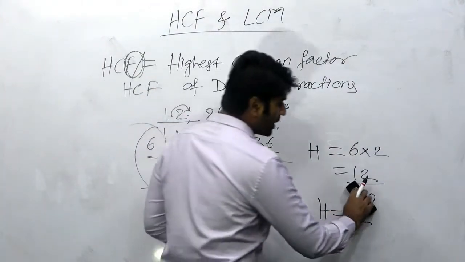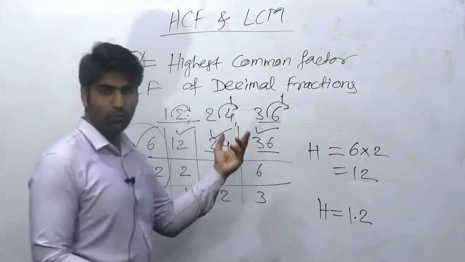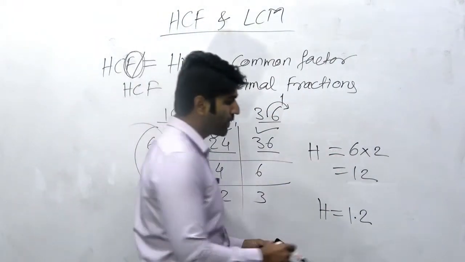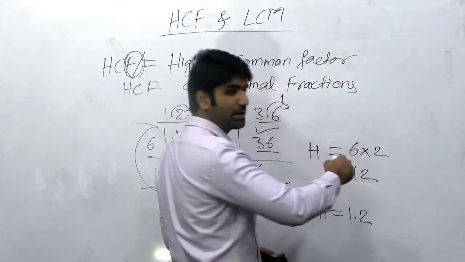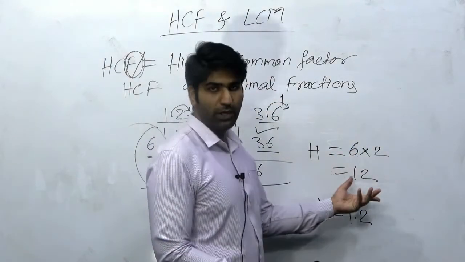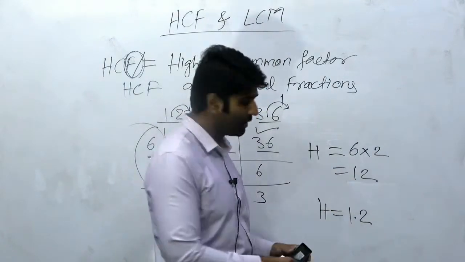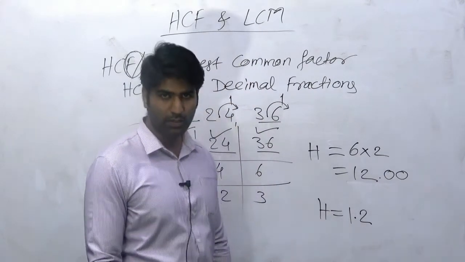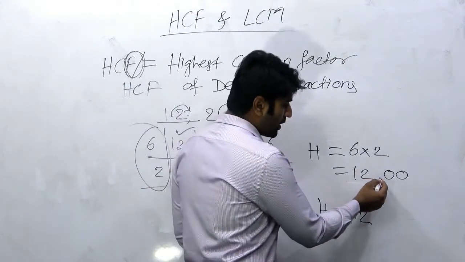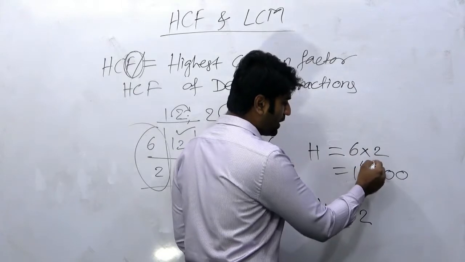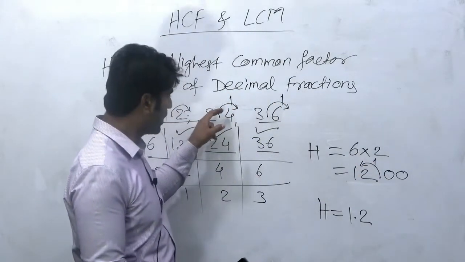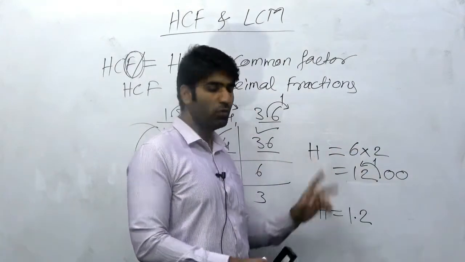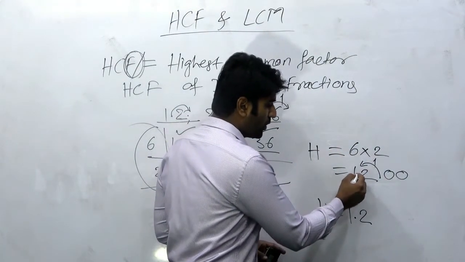Now we have to return the point which we moved one digit forward. We have to take the point one digit backward. Now there is no point visible, but there is a point: 12 means 12.00. So we have to return this point backward by one digit. Here we shifted the point by one digit, now we shift it back by one digit. So the answer will be 1.2.